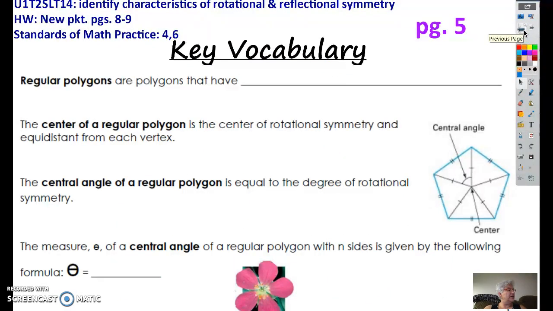As we continue on page 5, when we are talking about regular polygons, we are talking about polygons that have, there's that word again, congruent sides and angles.